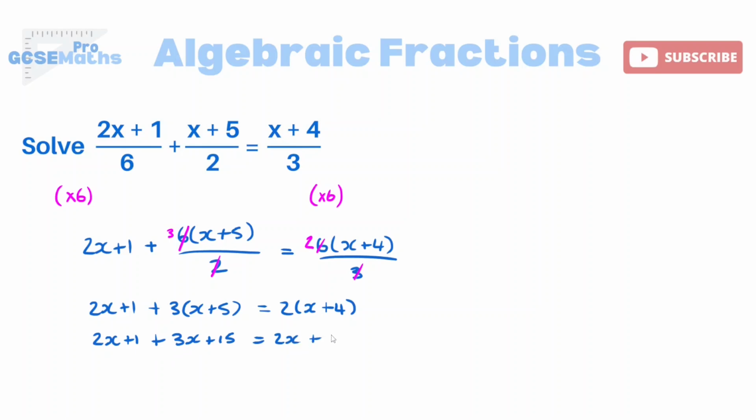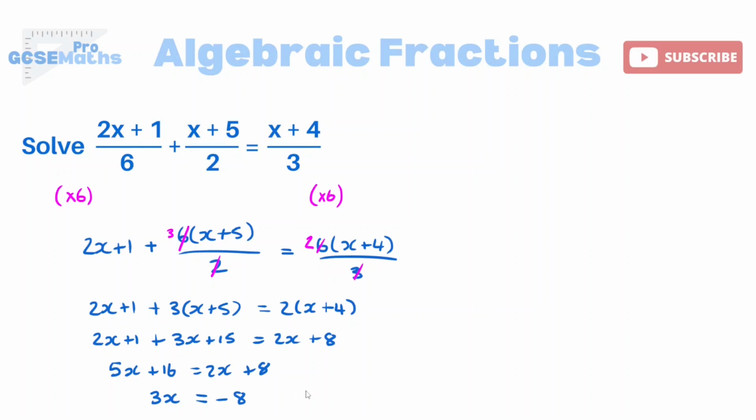equals 2x plus 8. I want to bring all the x's together, so we've got 5x plus 16 equals 2x plus 8. I'm going to move the smaller number to the left so that I have a positive amount of x's. So I'm going to take away 2x, so I get 3x. And at the same time, I'm going to subtract 16. So 8 take away 16 is minus 8.